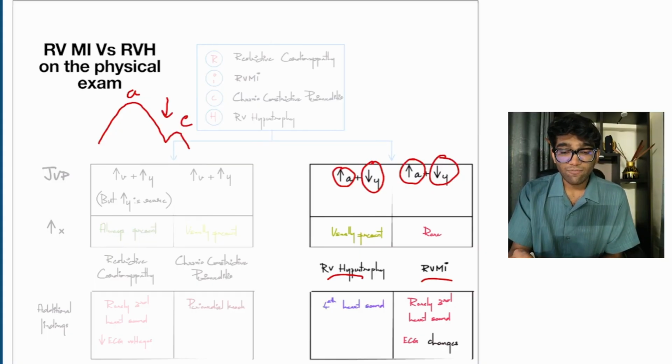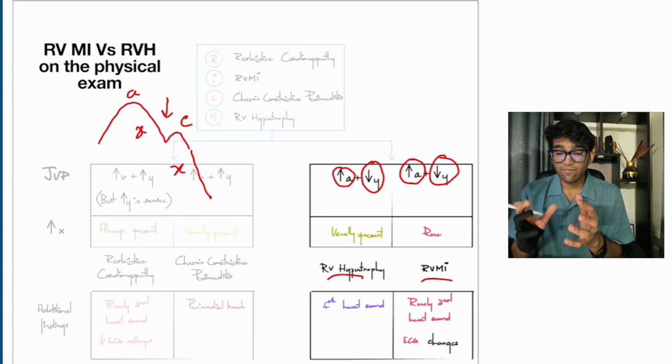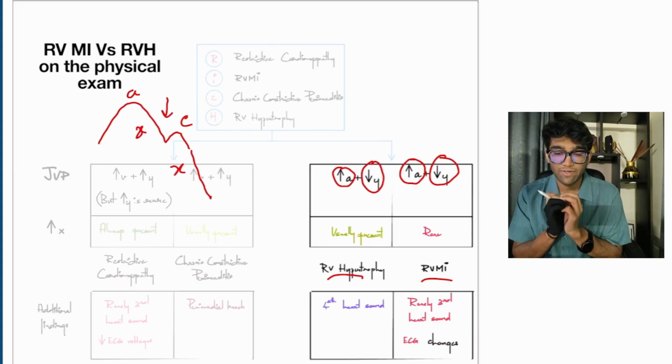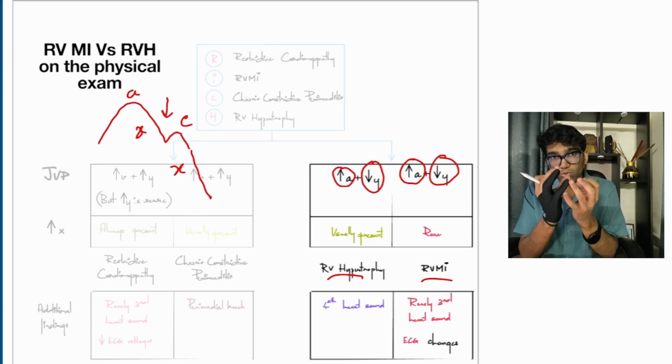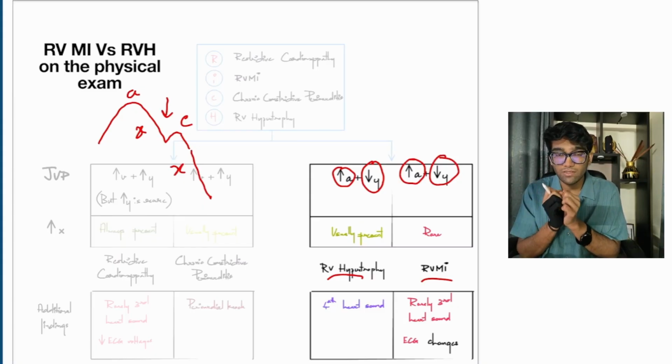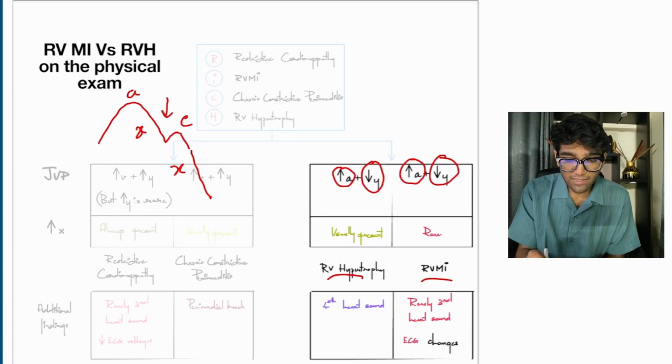After that, the remainder of the X descent is because the ventricle is now contracting and decreasing in volume, because during ejection blood is being pushed out of the right ventricular outlet, and as a result the ventricular intraluminal volume is decreasing. That pulls the tricuspid leaflet towards the apex of the right ventricle. So that is the descent that we get.